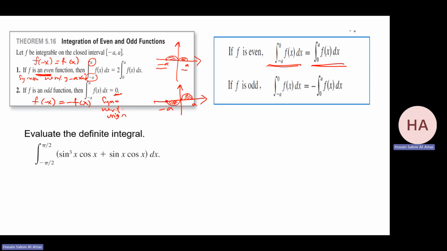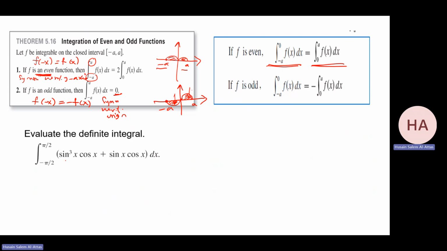Or in other words, the integral from minus a to 0 is minus the integral from 0 to a. I mean the integral, not the area. This integral is similar to this one, but this is negative, this is positive. So the integral from minus a to 0 will be minus the integral from 0 to a.